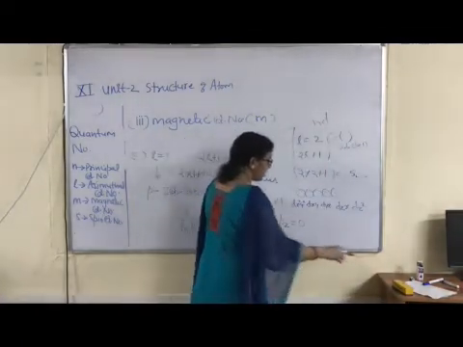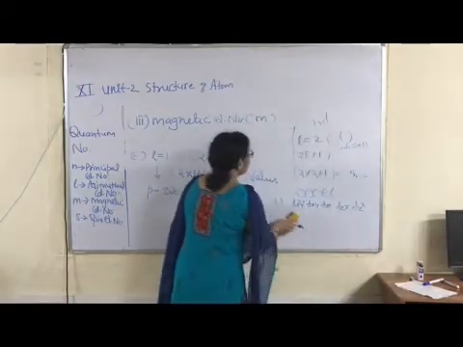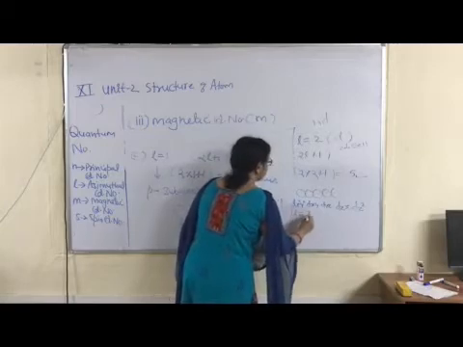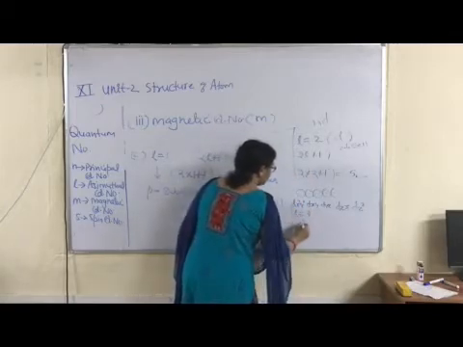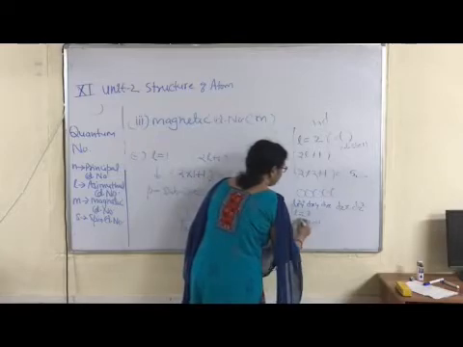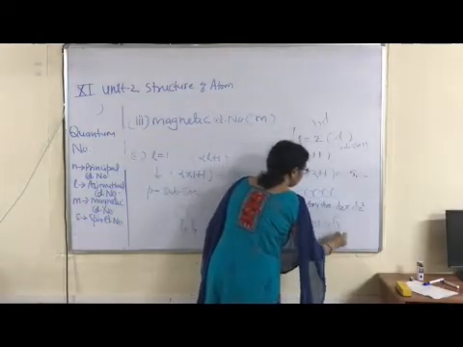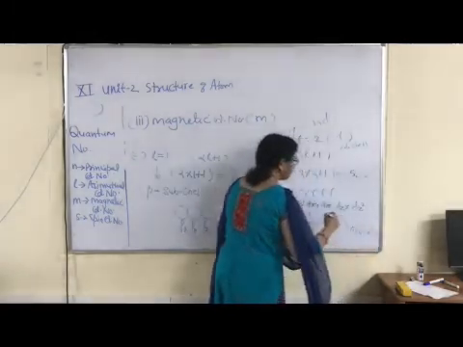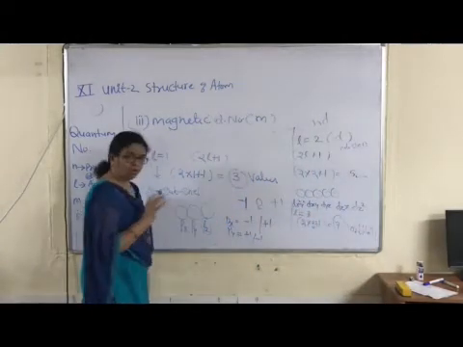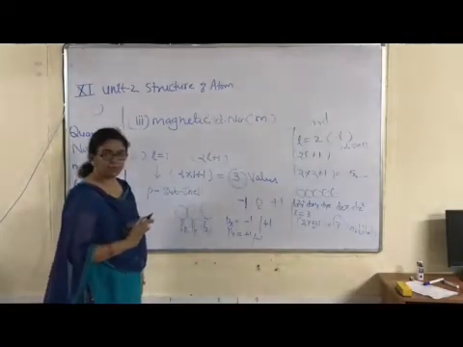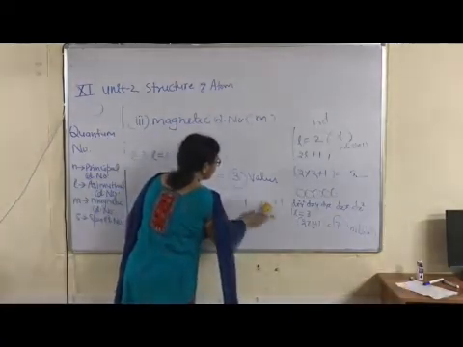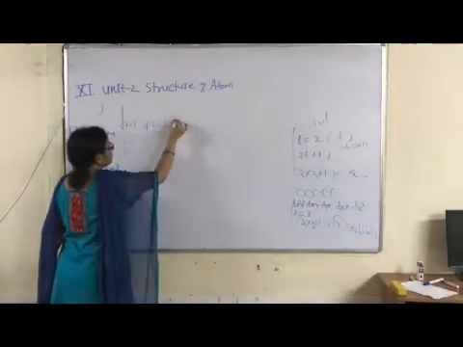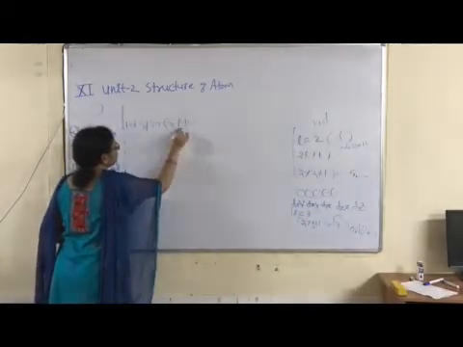Okay children, and the last value of the secondary quantum number, if L is equal to 3, then write here 3. 2 into 3 plus 1 is equal to 7, right? It means how many orbitals are present? 7 orbitals are present. But the shapes of the F orbitals of the F subshell are unknown, right? Now the last quantum number is the spin quantum number.